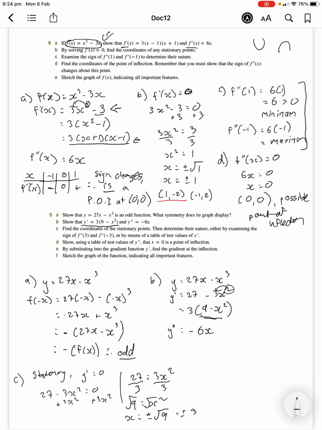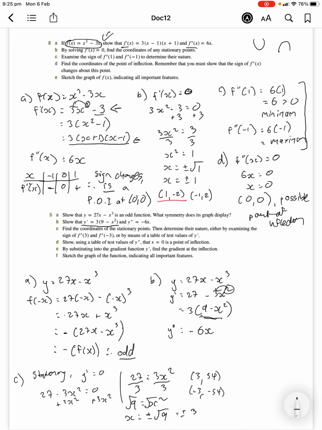Now, we can find the y coordinates by taking this and substituting it back into the original equation. So when it's 3, I'm going to quickly type this into my calculator. We have 54, good Lord. And when we have negative 3, when I substitute that into the equation, I end up with negative 54. Excellent, 2 lovely numbers. Determine their nature.